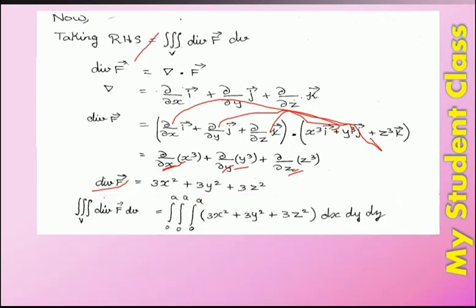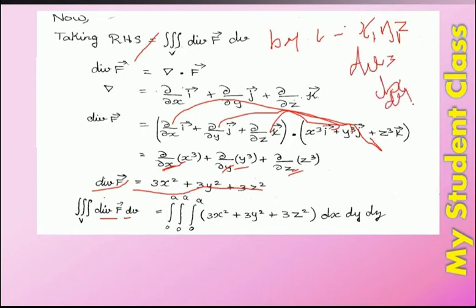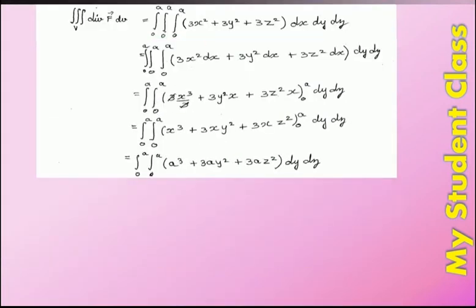Now we take the formula, the triple integral over V of divergence f vector dV. In place of divergence f vector, I have written our value 3x square plus 3y square plus 3z square. And dV: we have the boundary of the cube in x, y and z, so dV will be dx dy dz. Our limits are given for x, y, z: x is 0 to a, y also 0 to a, and z 0 to a. So we have taken our limits. Now we are going to integrate this.